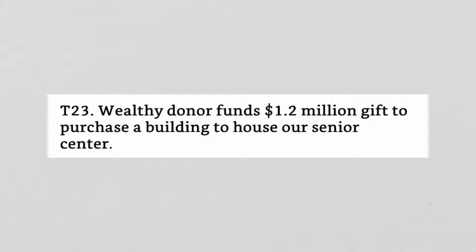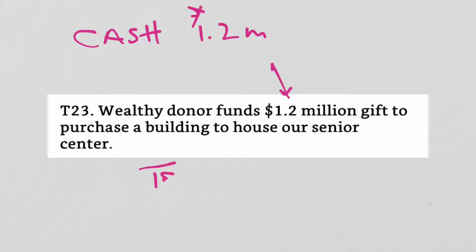Someone donates money. The money that will be donated here will go to where? Well, I'll give you the easy part. Cash, 1.2 million. Where's the credit going to go? You guessed it. At least temporary restricted. And so, why? Because it's got to be used to buy a building. We haven't done it yet.